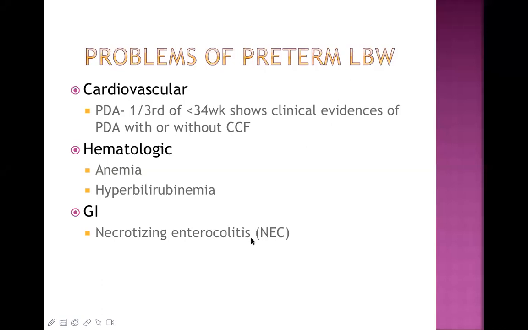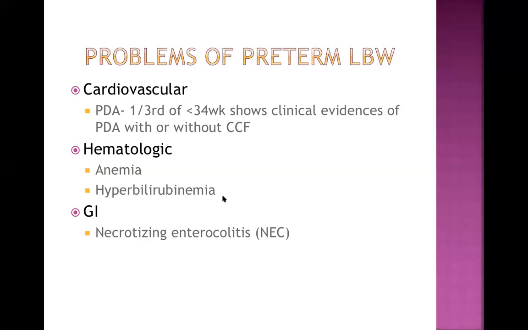Okay, we are talking about the problems of the preterm low birth weight baby, and before the break, what were the cardiovascular problems of the preterm low birth weight baby? We talked about that. That is PDA, patent ductus arteriosus, which is quite common in almost one third of babies born before 34 weeks of gestation. Now, regarding the hematological problems or complications, anemia and jaundice, known as hyperbilirubinemia, are very common.